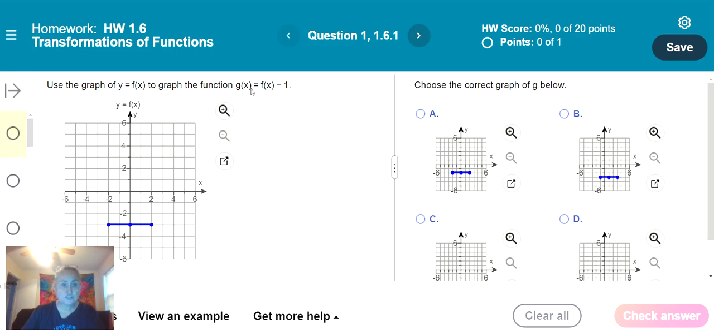Here we have a function. This is the graph of it. It's just this little line segment, and they're asking us to take this function and shift it down one. Whenever there is a change on the outside of a function, that's add or subtract, you do exactly what it says, either up or down, and if it's a minus, we go down one.